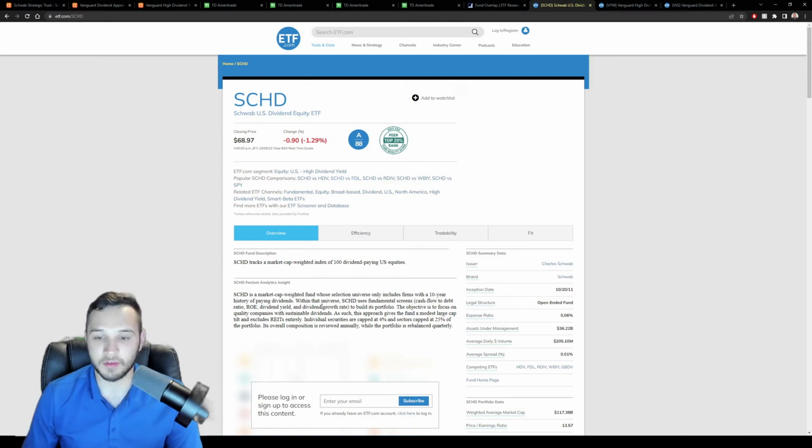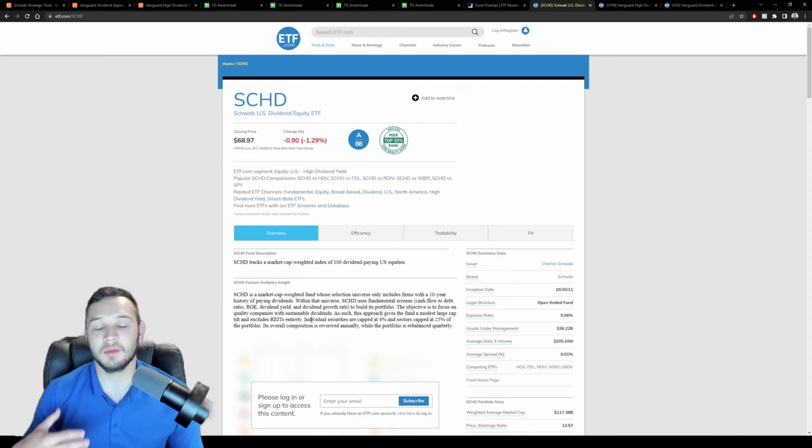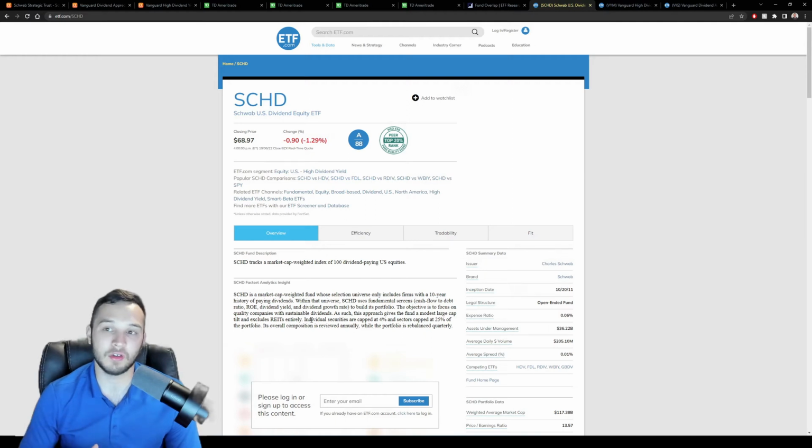After they use that filter, they take into account fundamentals to analyze the financial strength of the companies that are included in this. This is something that VYM does not do when they're searching for high yield companies. So SCHD is looking for companies with dividend growth, strong cash flow to debt ratios, return on equities, and higher dividend yields. So it's looking for companies that are not only paying out dividends, but they're paying out quality dividends, sustainable dividends with strong financial track records.